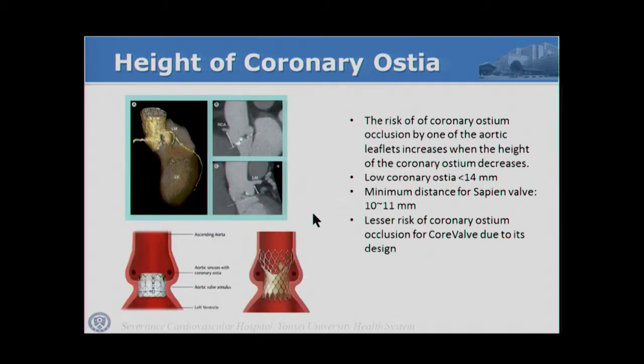And the height of coronary ostia is very important. Because of the different design of these valve systems, the risk of coronary ostium occlusion by one of the aortic leaflets increases when the height of the coronary ostium decreases. So low coronary ostia, below 14 millimeter, is associated with increased risk of coronary obstruction, especially for the Sapien valve. The minimum requirement for the distance is 10 to 11 millimeter. And because of the different design of the CoreValve, there is a waist in the middle of the device, so there is less risk of coronary occlusion during the procedure.